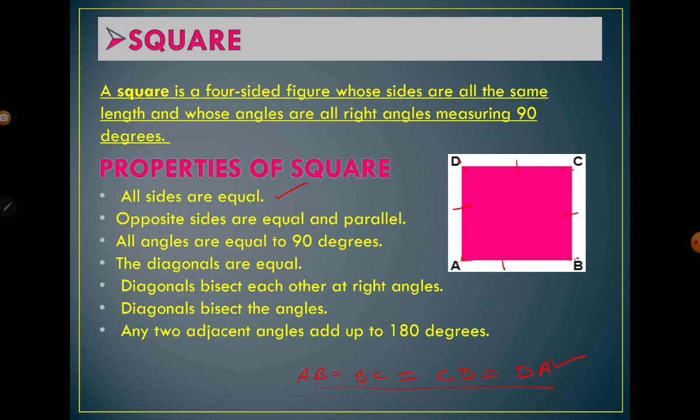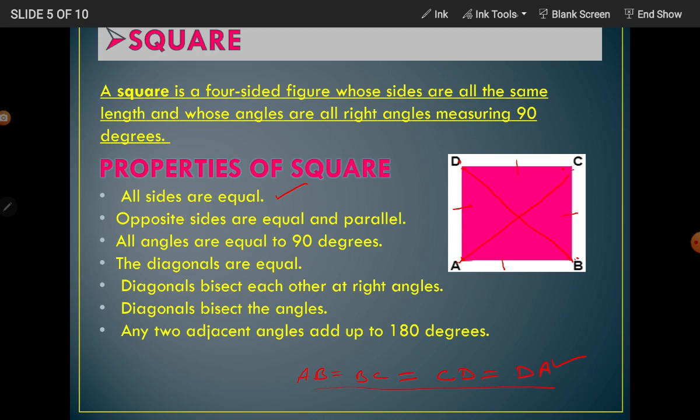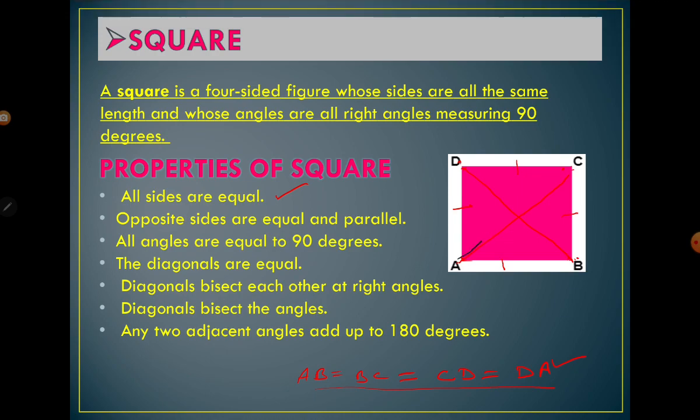Diagonals are equal. Here I have diagonal AC and diagonal BD. I am taking AC as one diagonal and BD as another diagonal. So these diagonals are equal and the diagonals bisect each other at right angles. See here, when these diagonals bisect, here is one point O. These diagonals bisect each other at point O and at 90 degrees. This is a very important point. All the angles should be the same, that is 90 degrees.